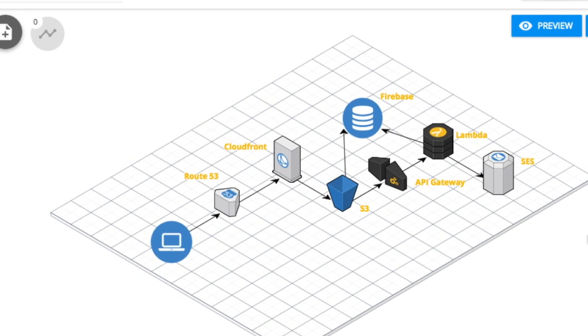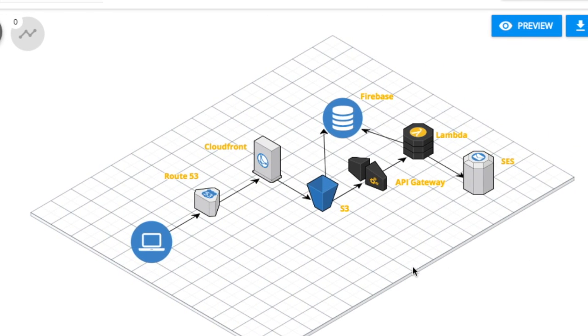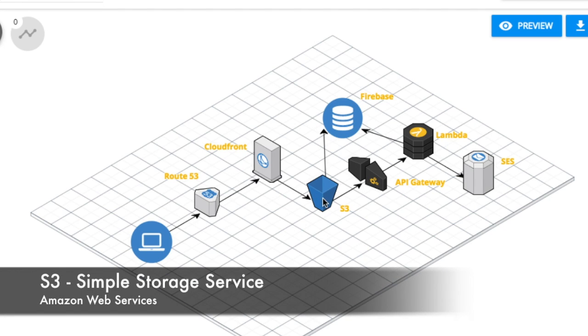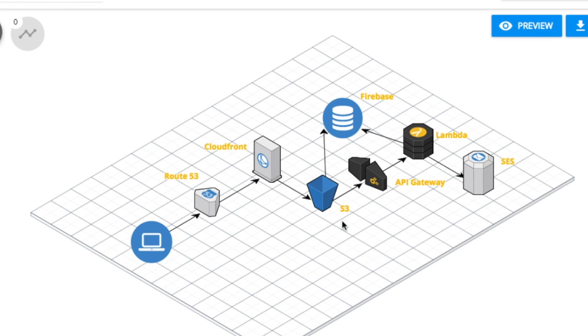So you'll have a computer that's going to try to access an application that you have. Now, our application will be stored on S3, which is Amazon's simple storage service. And this allows us to create an endpoint for our application. So like if I put just an index.html file here in this bucket, and then I made it publicly accessible, it's going to give it an endpoint that we could then access.